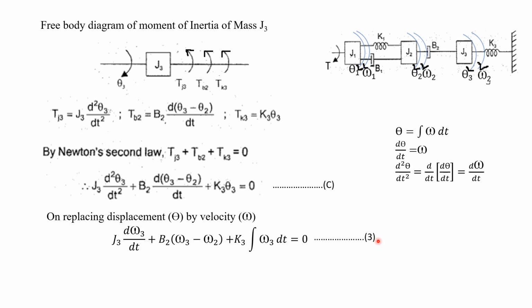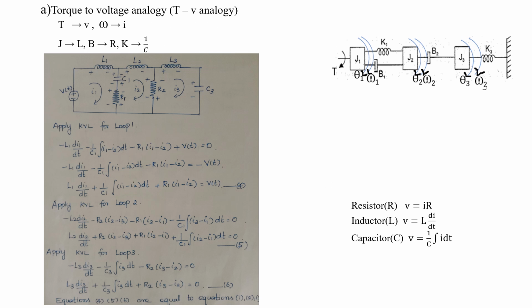Now, till this point we have derived 3 differential equations governing the mechanical rotational system for moments of inertia of mass J1, J2 as well as J3. Now we are going to obtain the electrical analogous circuit. The first analogy is the torque to voltage analogy, T to V analogy. First you have to write the formula, this is the formula we studied. Then by using the problem, we are going to obtain the corresponding equivalent electrical circuit.